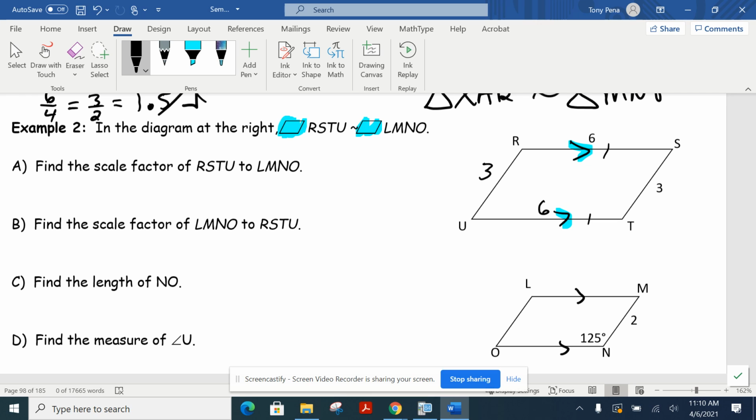The other one is also a parallelogram. So I know if this is 2, the opposite side is 2. So we can get all that right away. Do A and B. Do both A and B. Both are asking you to find the scale factor. So that's just the ratio between these two figures.